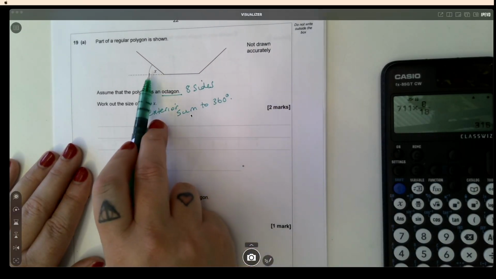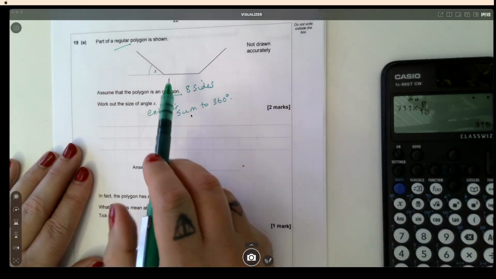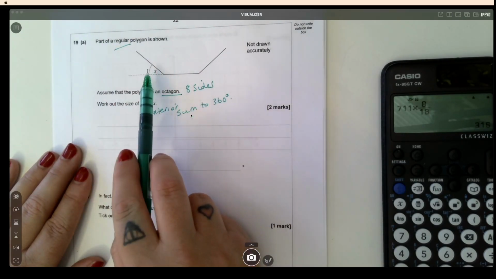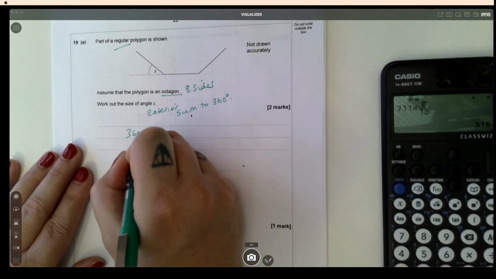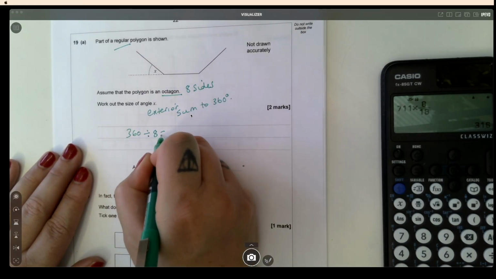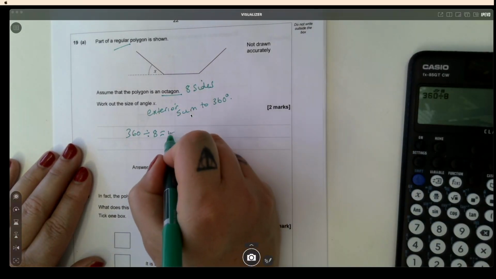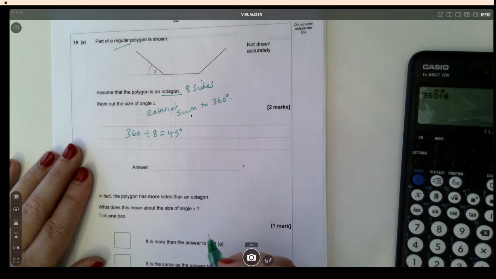So if I'm trying to find one of them and it's a regular polygon, I know that all of the exterior angles are going to be the same size. So I'm going to do 360 divided by the number of sides. It's a calculator paper. 360 divided by 8 is 45. So each of those exterior angles is 45 degrees.